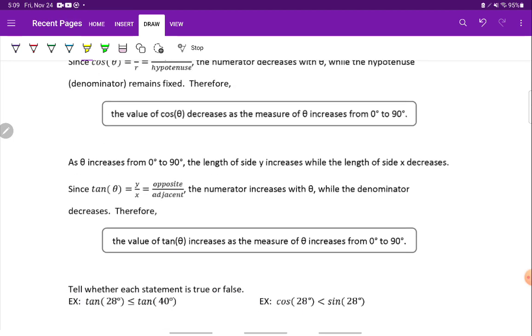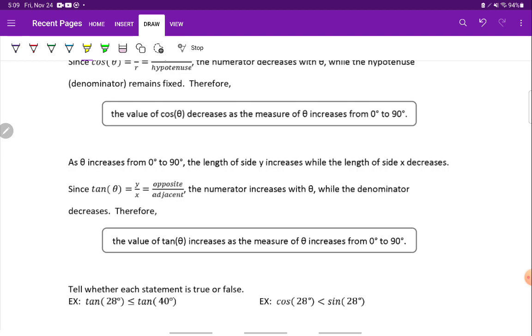Okay, tangent, right? So as theta increases from 0 to 90 degrees, the y side got larger and the x side got smaller. Tangent is y over x, so our numerator is getting larger while our denominator is getting smaller, so the overall value of that fraction is getting larger. The value of tangent of theta is increasing as the measure of theta increases from 0 to 90 degrees.